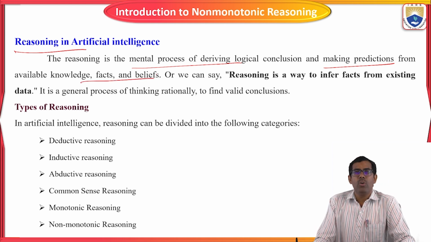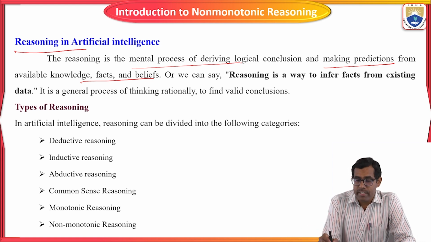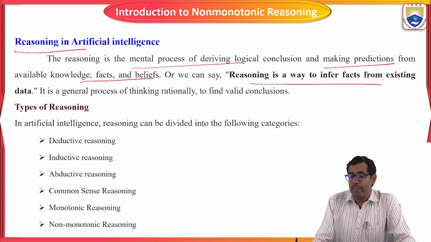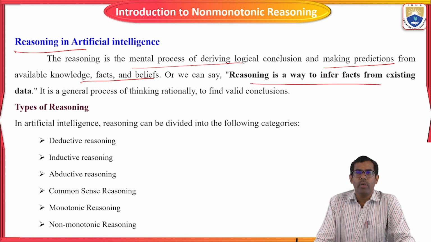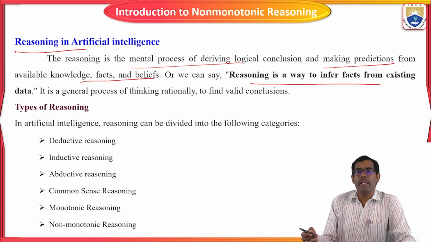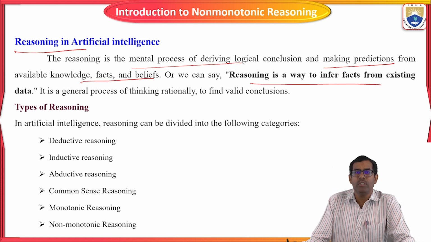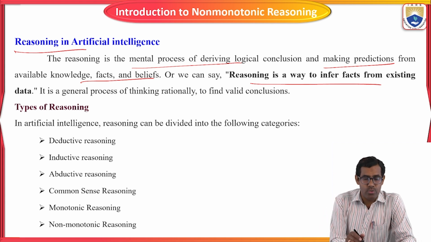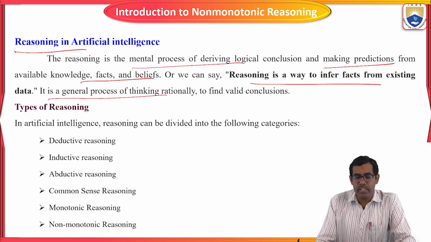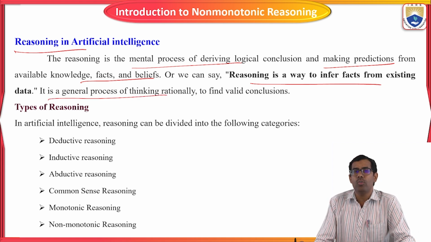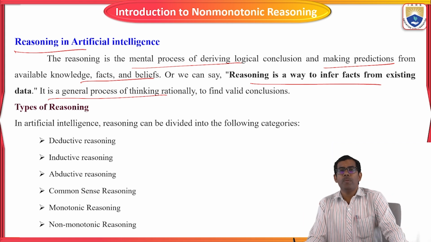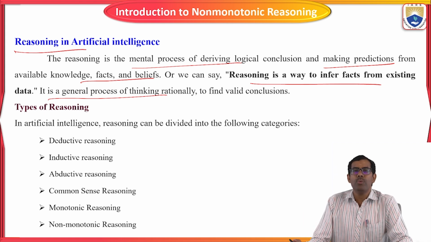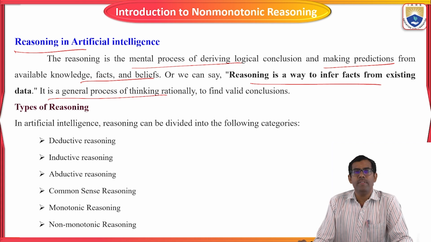Otherwise, one more way to describe reasoning is as a way to infer a fact from existing data. We gather some information, the previous solution, previous conclusion or previous knowledge. That is also the reasoning we use in artificial intelligence. It is a general process of thinking rationally to find a valid conclusion. We predict some output based on knowledge or older data. So that is reasoning in artificial intelligence.